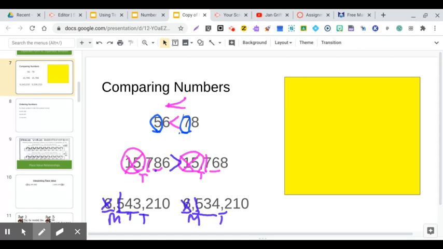4 and 3. Ooh, those are different. 4 and 3. 4 is greater than 3, less than 3, or equal to 3. I bet you said that 4 is greater than 3, and you're right. 4 is greater than 3. That's the right answer. I'm going to take my eraser, and I'm going to erase the blue part.